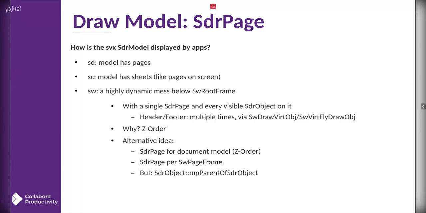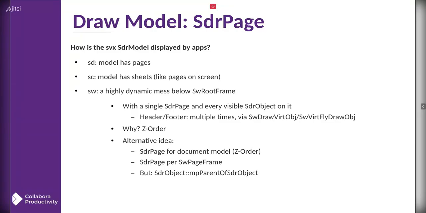There are two different ones for the SVX shapes and for the writer fly frames. Such a virtual object is then put onto these subsequent pages. And this virtual one is essentially a clone of the real one, and it forwards certain calls, but not all of them, to the real object. So this kind of works now.